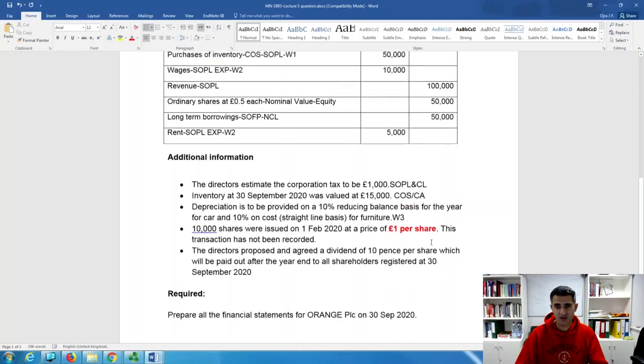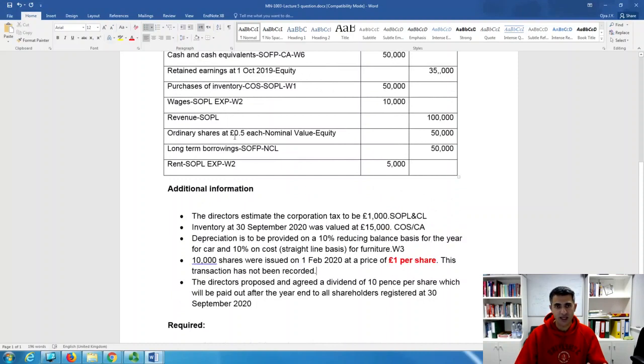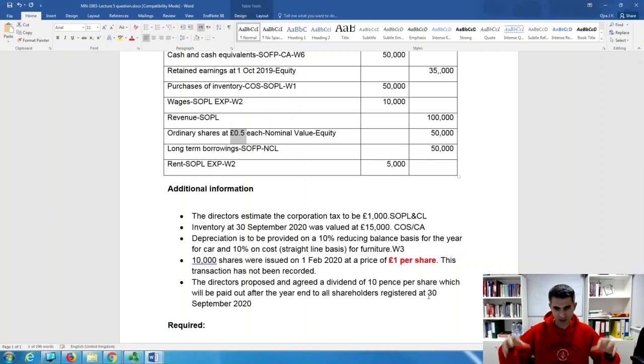So what does that mean? What's the difference between the market value, £1, and the nominal value? So the market value is how much we pay to buy the shares right now. If you look online, you will see the market value of any company if you want to find out, including Tesla, Apple, etc. So the nominal value is the amount, the value of the share when the company was formed.